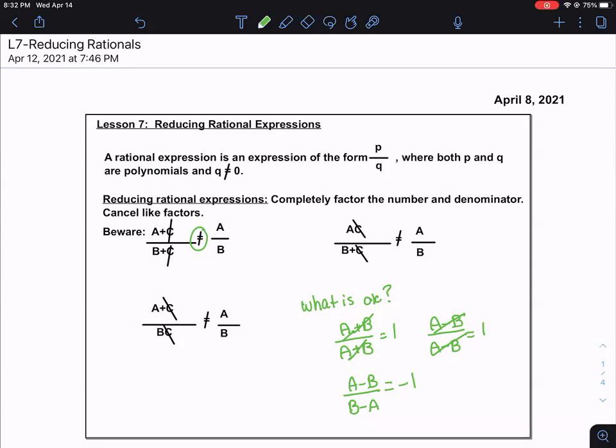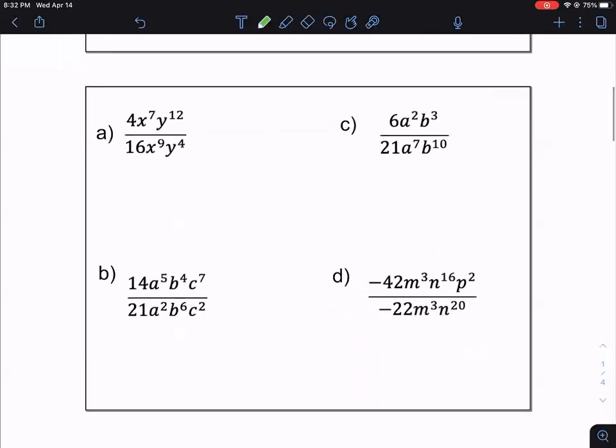So I'm going to model 4 problems. We're going to start with just monomials. You guys should remember that when we are reducing a monomial, we subtract the exponents. But I'm going to pose this a little bit differently for you. So here we go. I'm going to do these 4, then I have 4 for you to try right after.